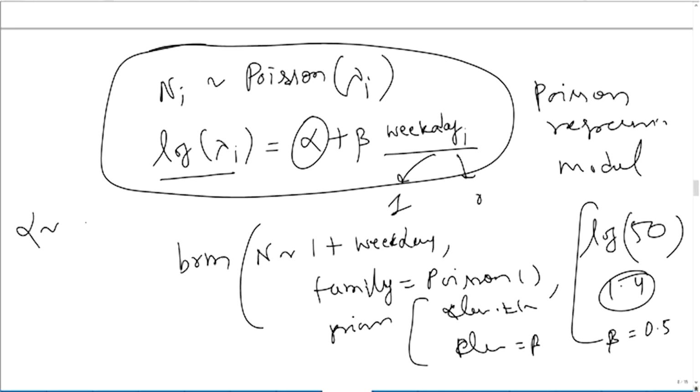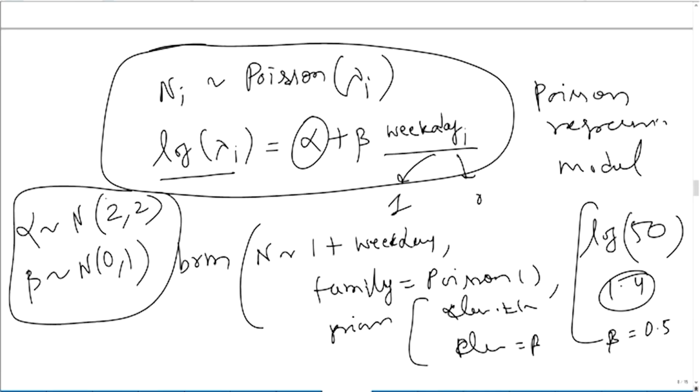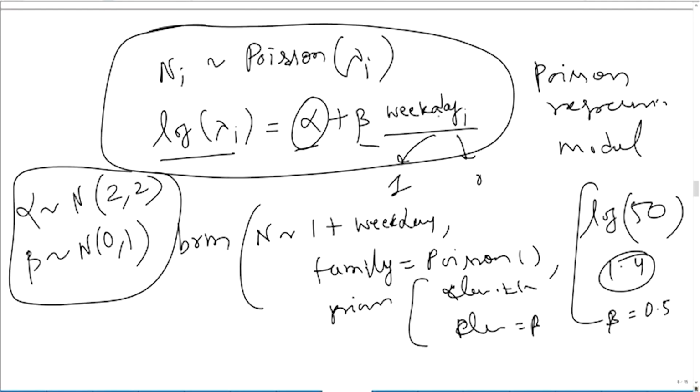So let's say on alpha, you define a normal 2 prior. On beta, you define a normal 0 1 prior. Okay, so this is a reasonable range. You shouldn't define priors in the range of 50 and hundreds, right? But that's not where alpha and beta are going to be now, because you're exponentiating them. Okay. So this is the Poisson regression model.